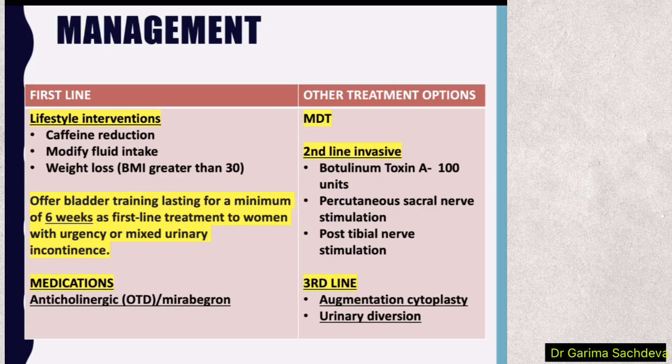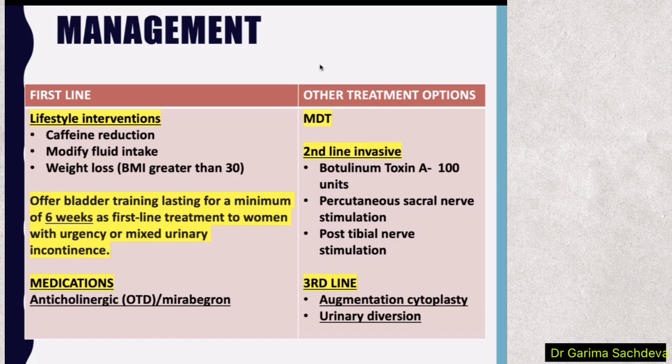Then if after six weeks this has not worked, you go for medications. You give anticholinergics: oxybutynin, tolterodine, darifenacin, or mirabegron. I'll be telling in detail in the next slides. In case the patient is not responding to the medications, then you go for second line options. Before any invasive thing, you offer MDT. MDT has to be involved.